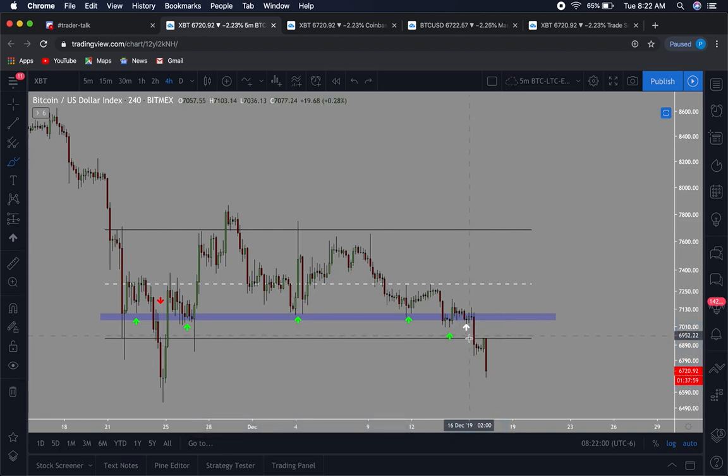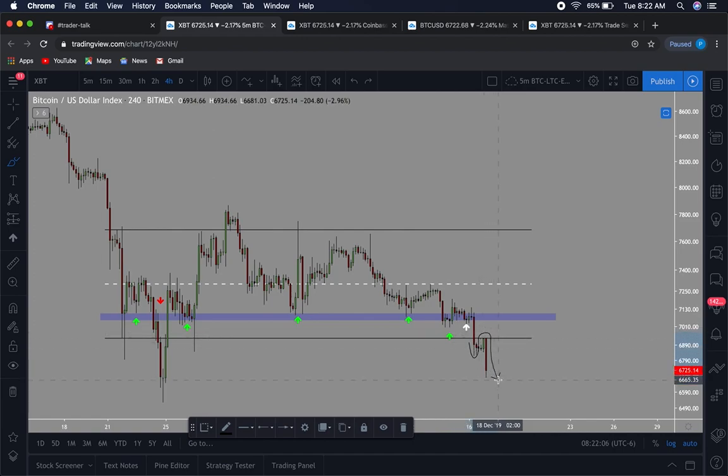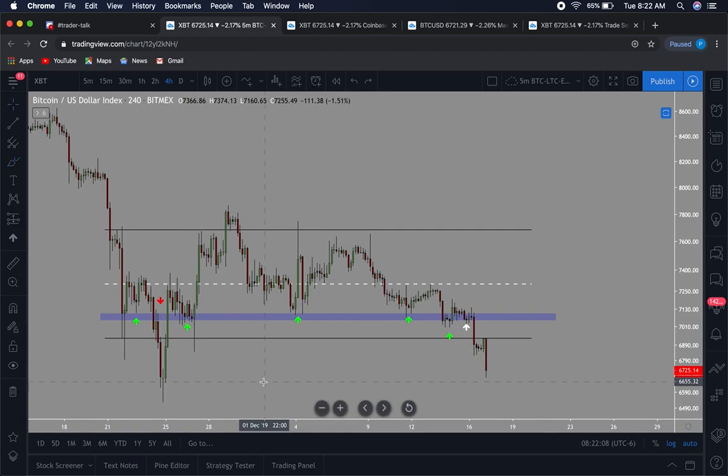And you can see right here, price actually pushed back up to the bottom of the range, got rejected, and then sold off. So it makes a little bit more sense if I draw the bottom of the trading range right there rather than right there. So how does this help us?